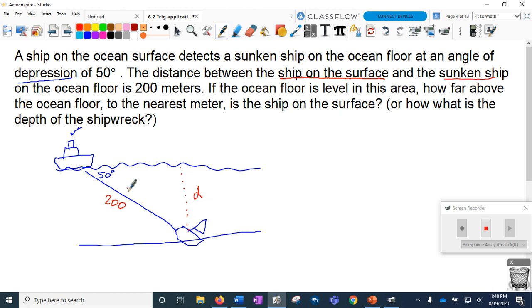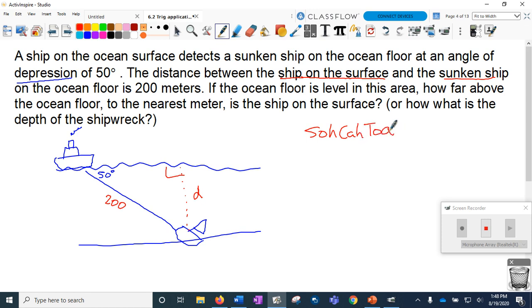If it's level, then that means that this is a right angle. And now all of a sudden, here is our right triangle. We like right triangles because we can use Pythagorean theorem if we know two sides, or we can use SOHCAHTOA if we know one side and an angle. So we've got our trig magic word to deal with.